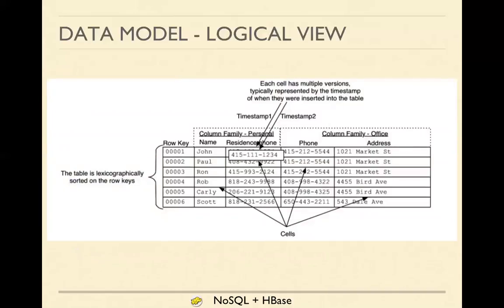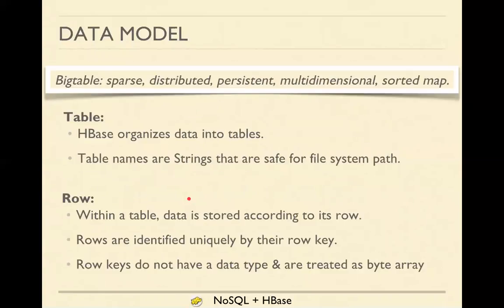So the data model that you see can be visualized like this. This is a table. It has a row key and it has column families. You can see in this table, you have column family personal and column family office. Personal contains a column name and residence phone number. Office contains the phone number and the address. This is a row and this is the row key. All right. Did it make sense to you?